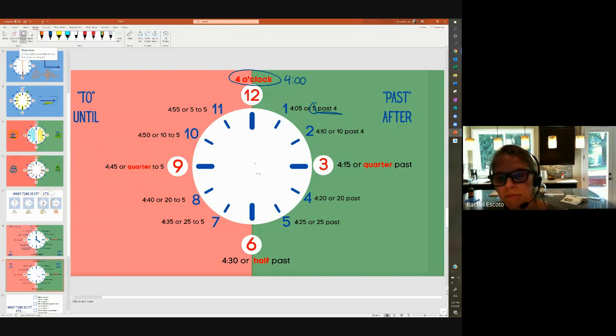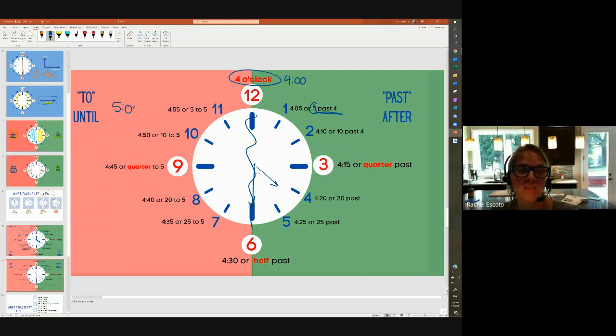This one. Now my hand is starting to move a little bit. And here we have 4:20 or 20 past 4. Then we get 4:25 or 25 past 4. And then what do we get here? 4:30 or half past 4. But now we made it to half. So now the next hour is going to be 5 o'clock, right? So we're going to start counting the minutes to the next hour.